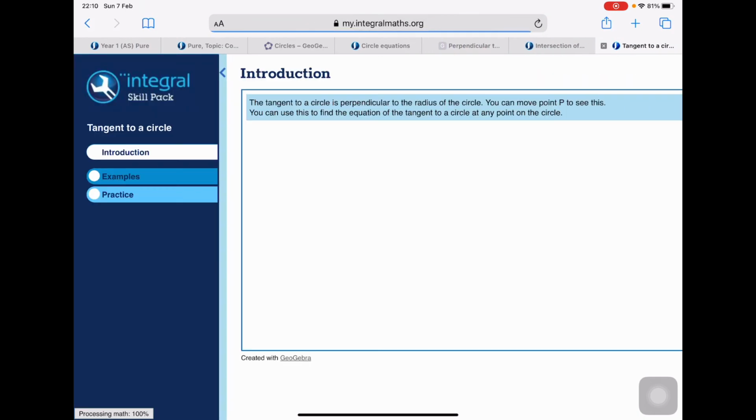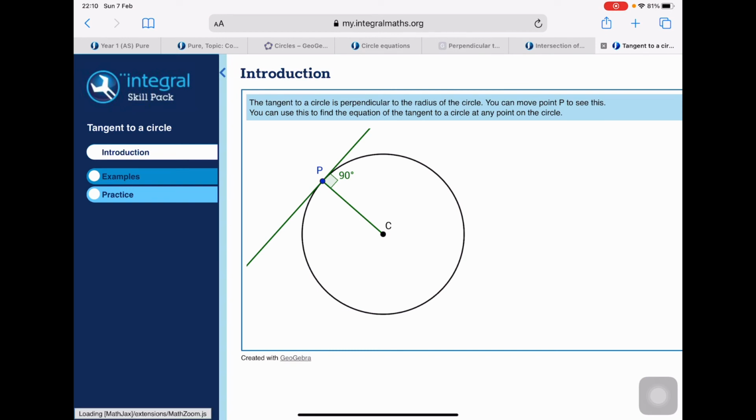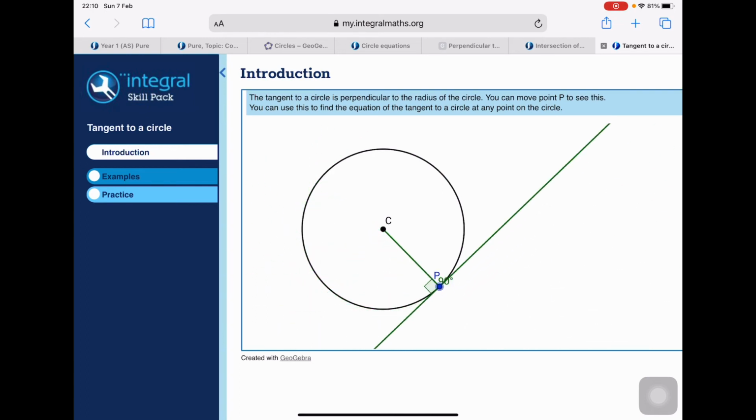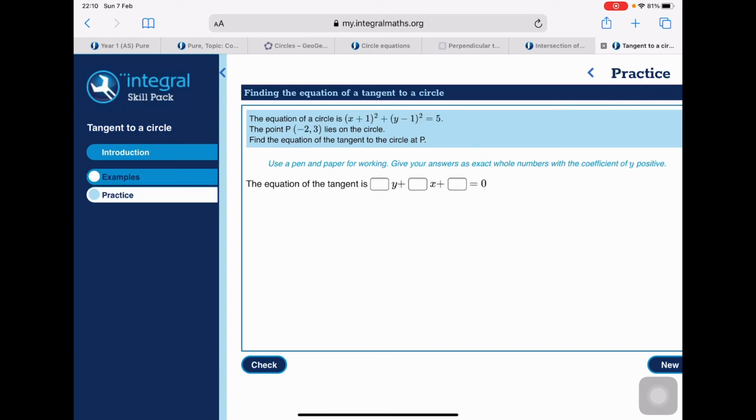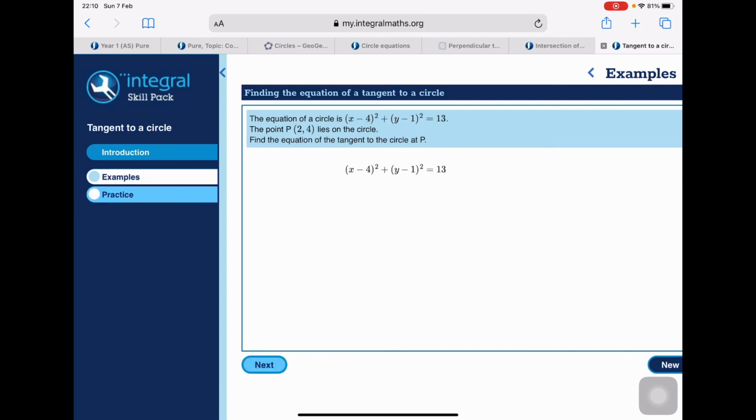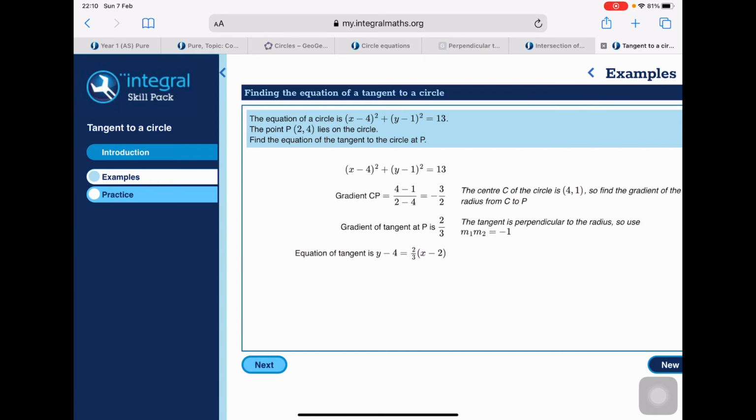There's another skill pack which is focusing on the tangent to a circle. So here is a tangent to a circle. Let's go through examples. The task is to work out the equation of a tangent to the circle. I'm sure you have done questions like this at GCSE, but it wouldn't harm to do some more practice. Next, you could see a step-by-step method for how to work out the equation of a tangent to a circle.